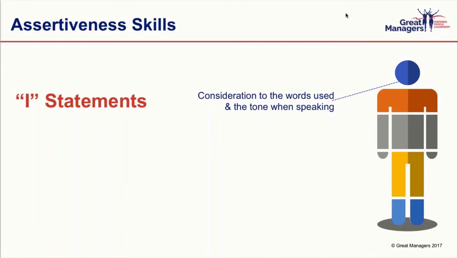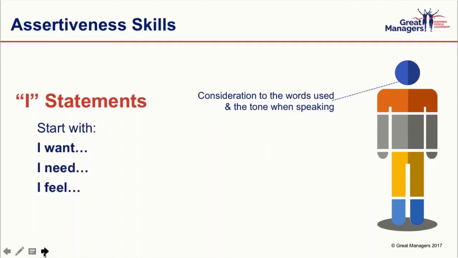Because I statements are an important component of assertiveness. They're an excellent tool to help you communicate what you need. And you use an I statement when you need to let the other person know you're feeling strongly about the issue. Now, your I statement is not about being polite, but it's not about being rude either. It's about being clear and taking ownership of your experience. So an I statement tends to start with these words: I want, I need, or I feel. Okay, so you're actually expressing your wants, your needs, or your feelings with an I statement.